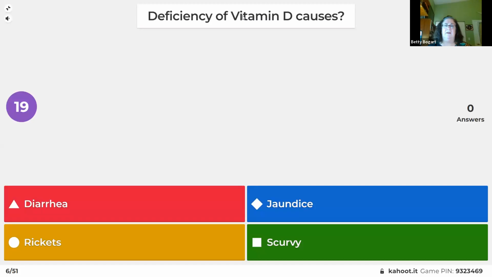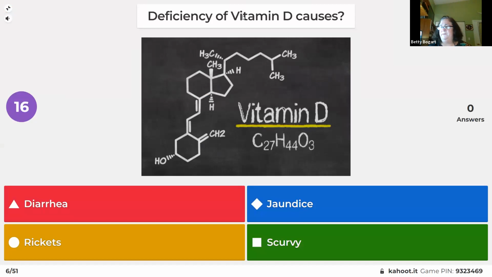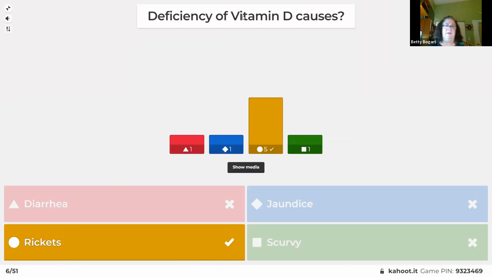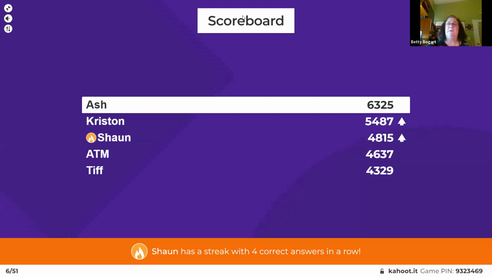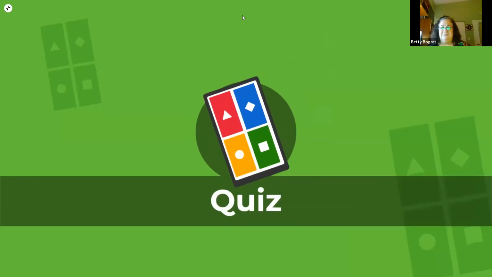Deficiency of vitamin D causes what? As I said, with the GI system, especially the small bowel, there's a lot of problems with the absorption of vitamins. So if I didn't have enough vitamin D, it would cause rickets, because vitamin D has to do with joint and bone growth, okay? Scurvy is vitamin C. Remember the fishermen on the ships years ago, in the 1800s, had to carry oranges with them, they realized.